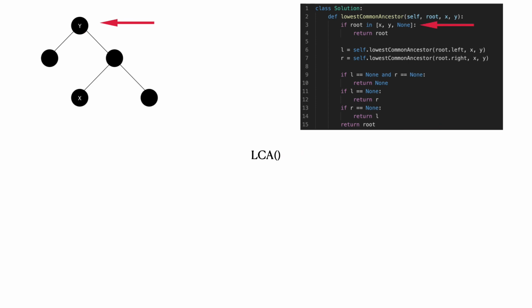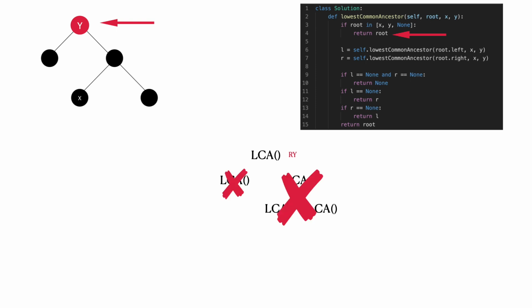One more example. Let's call the method. Because Y is the base case, just return it. Isn't it amazing? With the bottom-up approach, you don't have to call any other recursion.